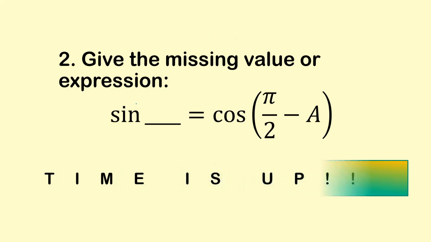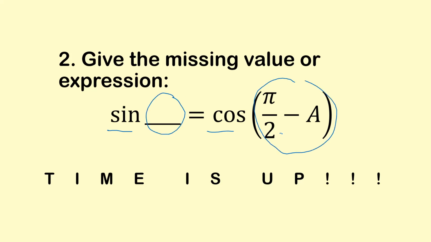Okay, fast forwarding our timer. Ayan po. Ayan, so yung sine naging cosine. So that means this is a cofunction identity, meaning this and this has a sum of pi over 2. So ano dapat yung nandito? So sabihin natin kunwari this is x muna. We don't know what the value is. So dapat x plus pi over 2 minus a should be equal to pi over 2, is equal to 90 degrees.